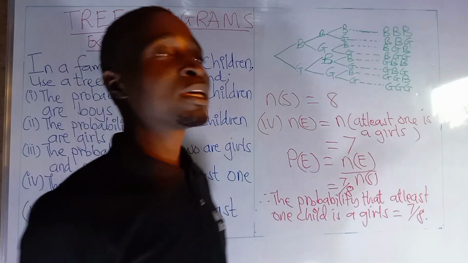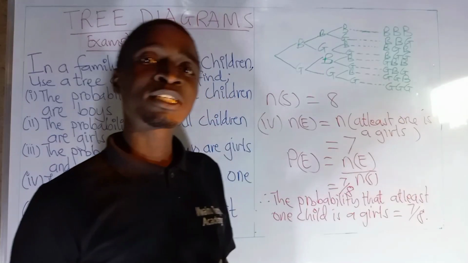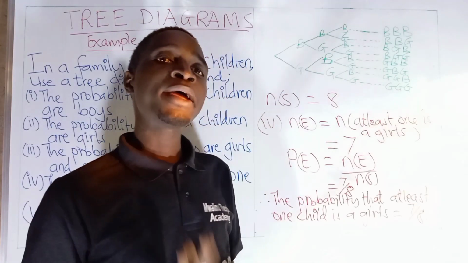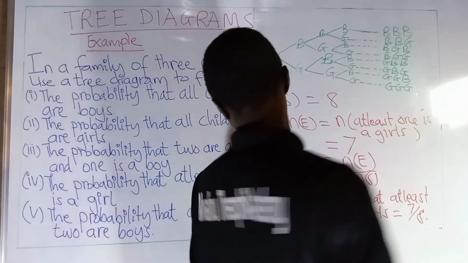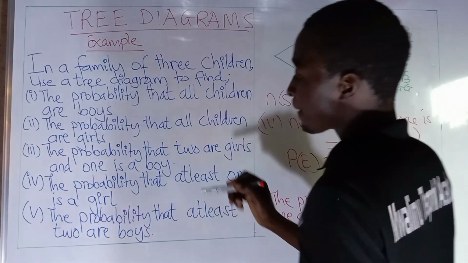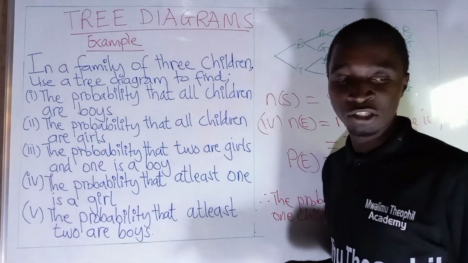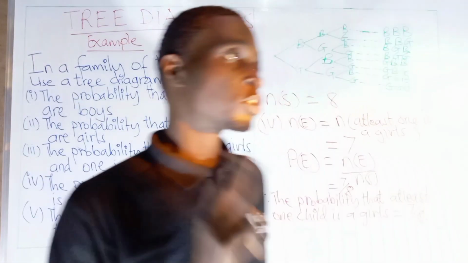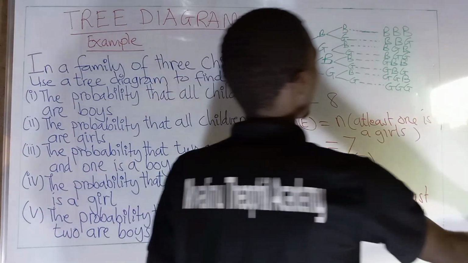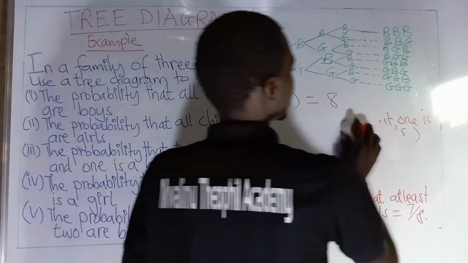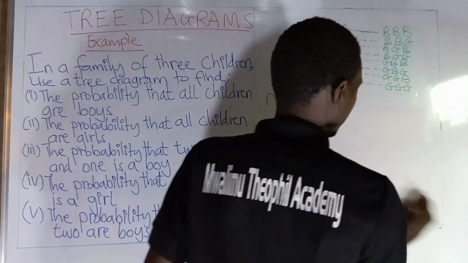Now after we've dealt with the fourth part, let us go to the last part, whereby we are going to deal with the probability that at least 2 are boys. Probability that at least 2 children are boys. Now, how do we deal with this? Let us see this last section.